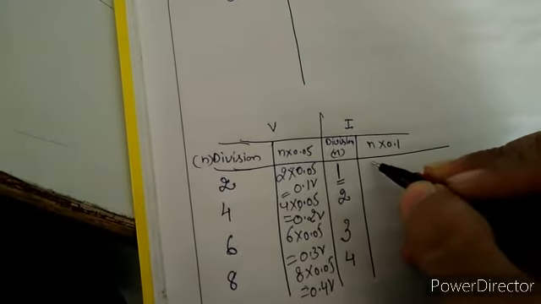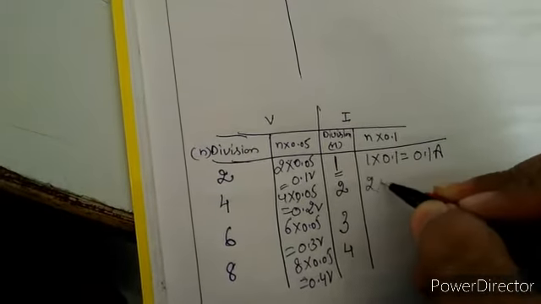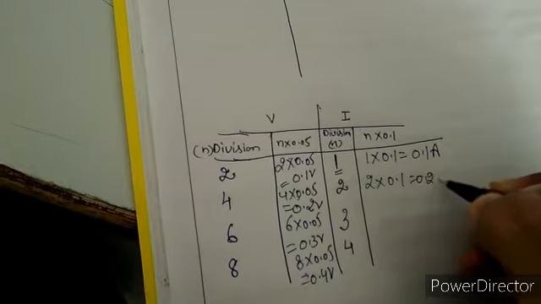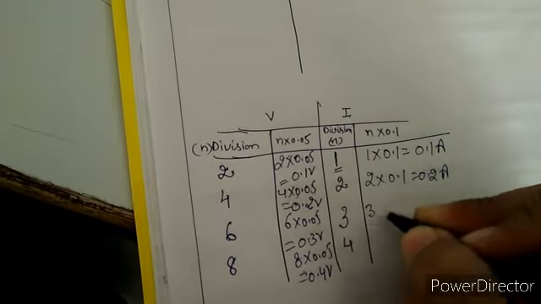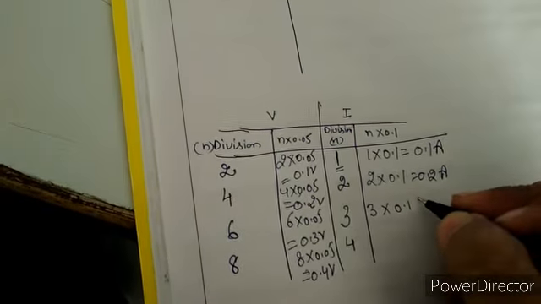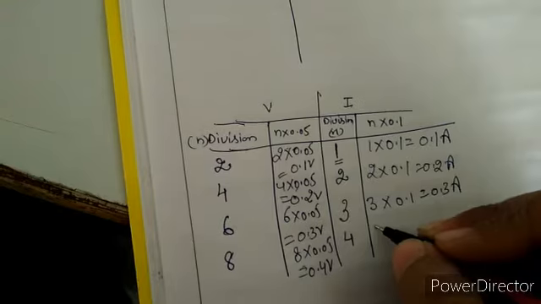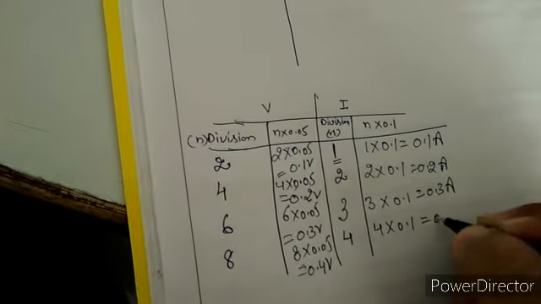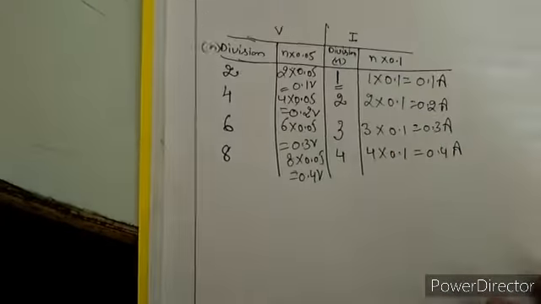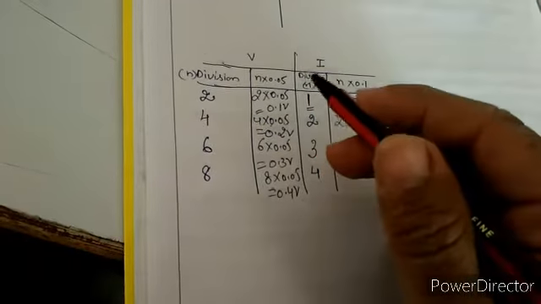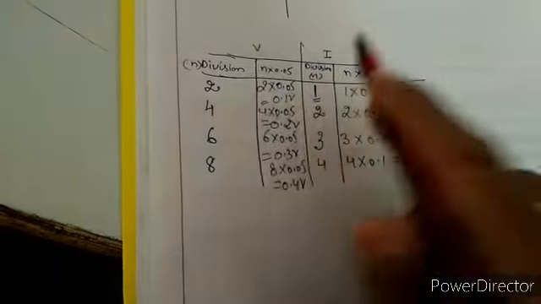Now here the division is 1 into 0.1, that is 0.1 ampere. 2 into 0.1, 0.2 ampere. 3 into 0.1, 0.3 ampere. 4 into 0.1, 0.4 ampere. So we got the readings of V and I.